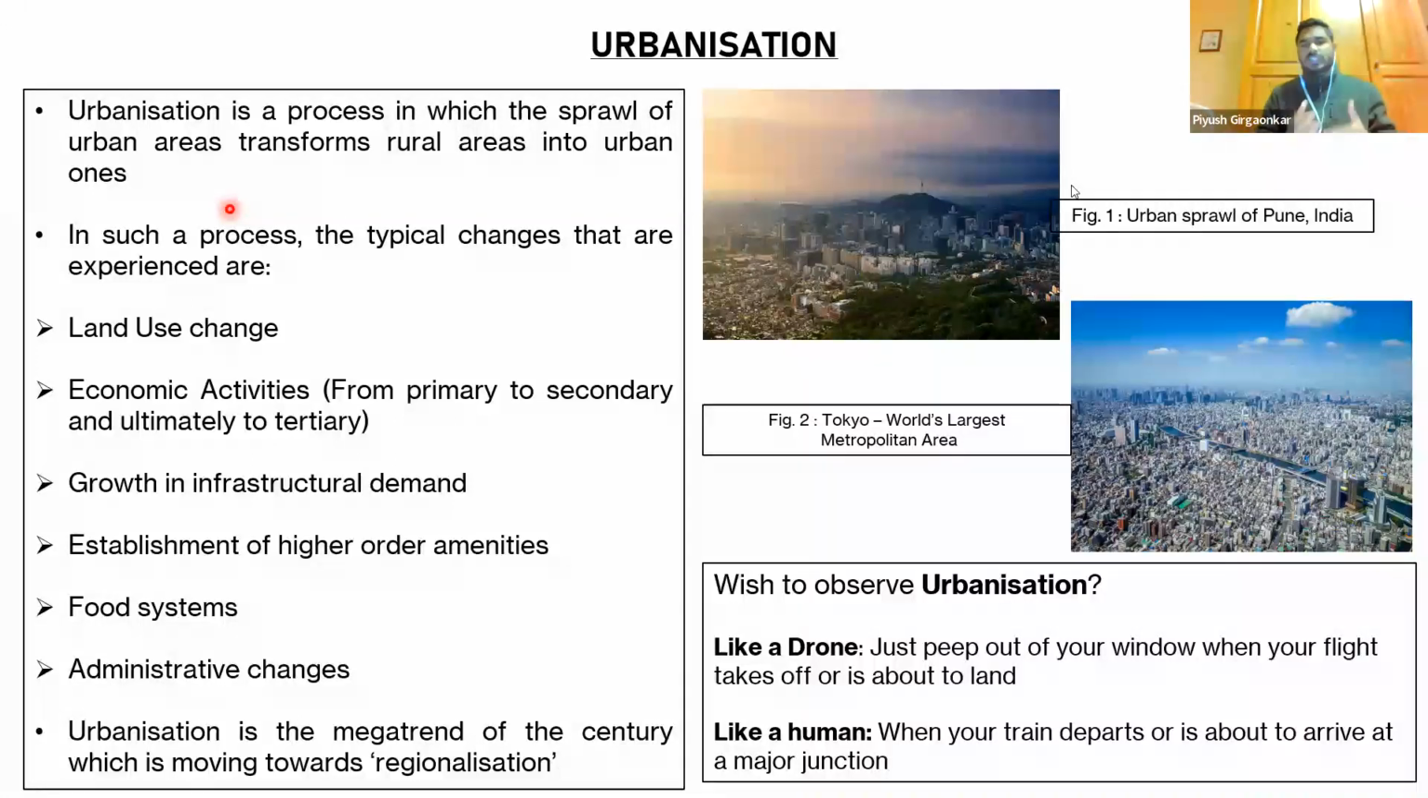There is also a gradual change in the economic activities, which transform from primary activities to secondary, that is from agricultural to agriculturally allied activities, and then to the service industry, that is the tertiary sector, which is the ultimate juncture of the economic activities in such urban or urbanizing areas.